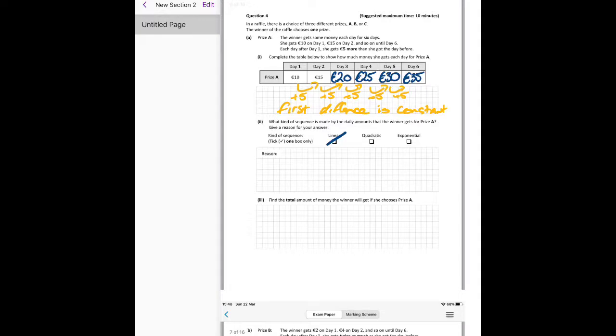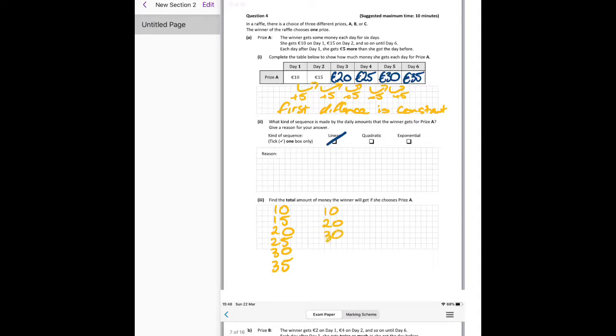Find the total amount of money the winner will get if they choose prize A. So let's see, the winner gets some money each day for 6 days. So that must mean they bring home 10 the first day, 15 the next. Alright, so it's the same person winning the same amount. So we have 10 plus 15 plus 20 plus 25 plus 30 plus 35.